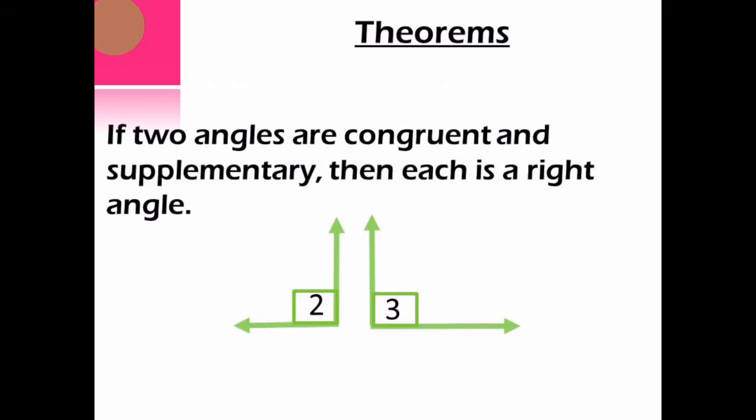And then here is our last one here. If two angles are congruent and supplementary, then each one has to be a right angle. So congruent meaning equal and supplementary meaning adds up to 180. So if you have two angles that add up to 180 and are congruent, they must each be 90 degrees. So then they have to be right angles.